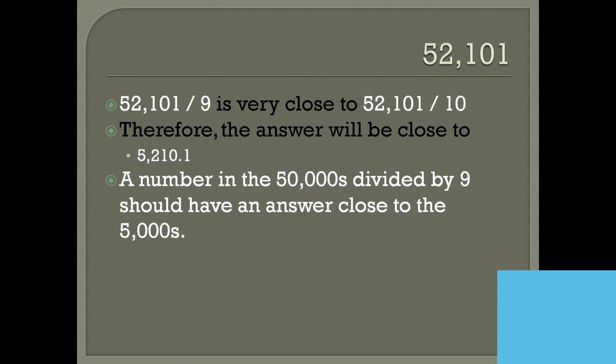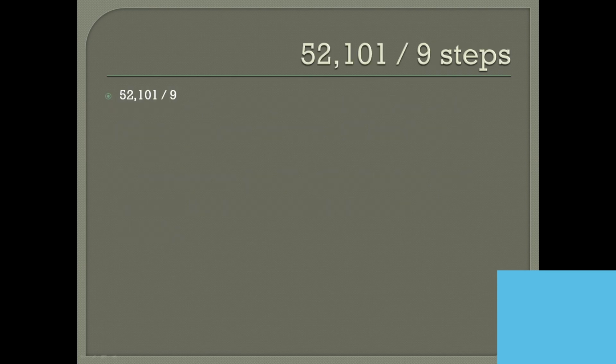In other words, dividing a number in the 50,000s by 9 will have an answer in the 5,000s. You can roughly bet on that. There may be some exceptions, but most of the time it's going to be that simple. But we still need to calculate the other numbers to get them to show up correctly. So again, let's look at that first 52,101. We know that the answer is probably going to begin with a 5, so write down 5 first.